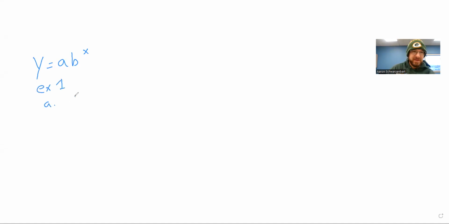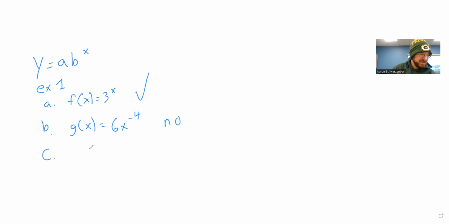So A is f of x equals 3 to the x. This is a constant to the power of x. That's an exponential. Part B is g of x equals 6x to the negative fourth. Not a function, because x is not the exponent. X is the base.